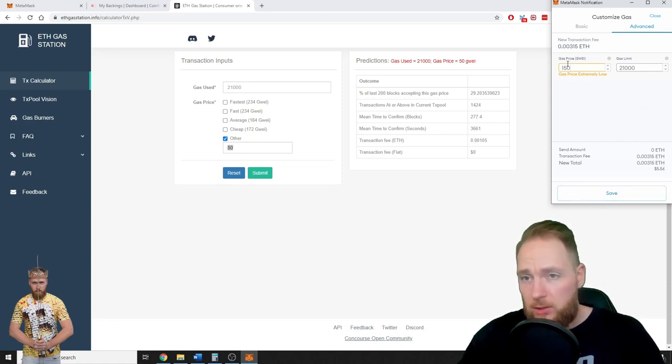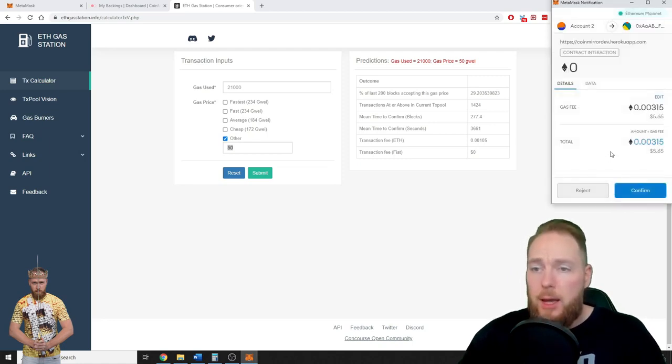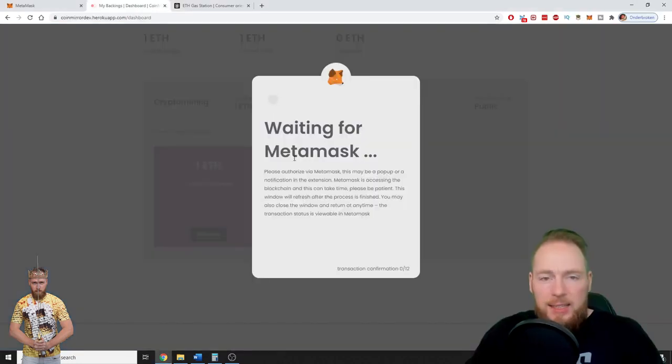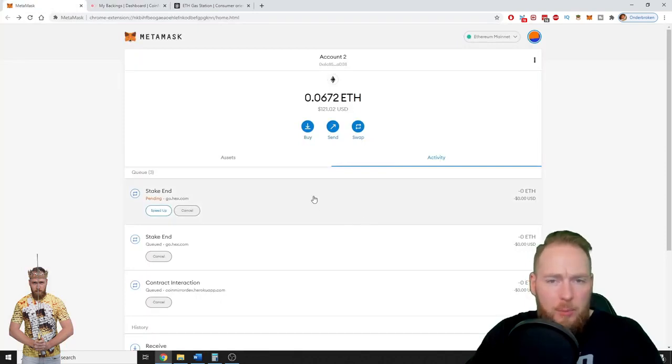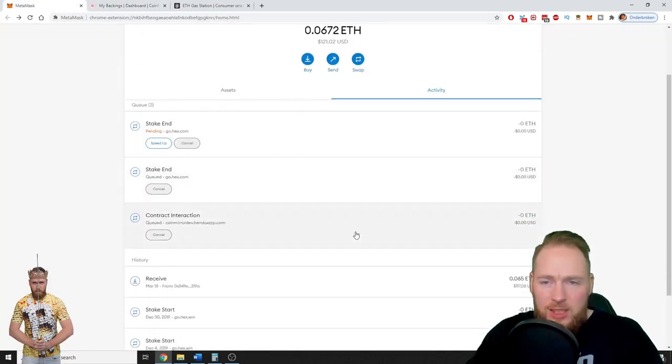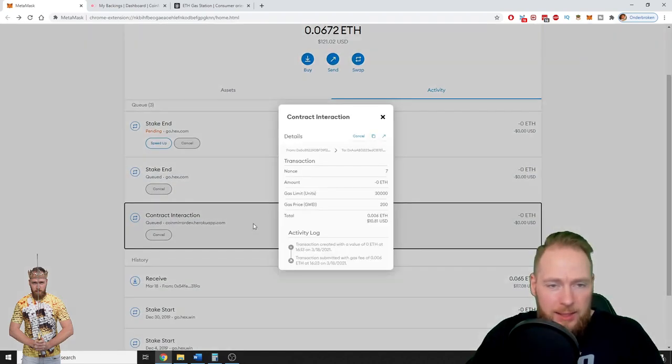You enter the gas price you want, you press save, and boom, confirm. So waiting for Metamask for the transaction confirmations. Please authorize via Metamask. So you can go back to Metamask and there you can see your activity, and I can see it right here. You can click here and these are all the details.